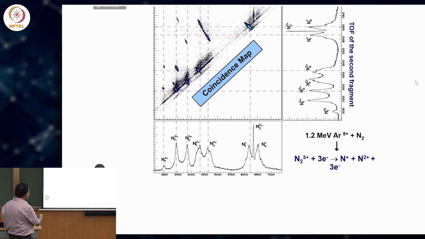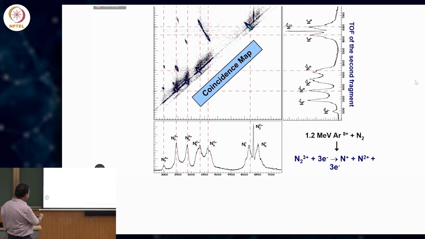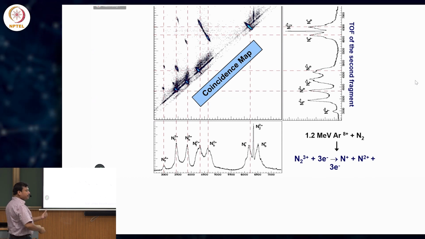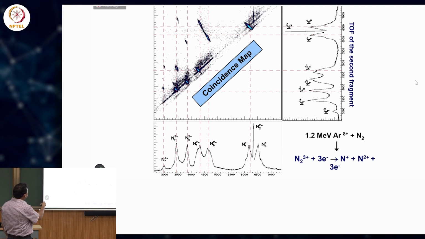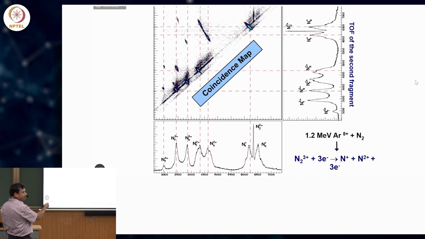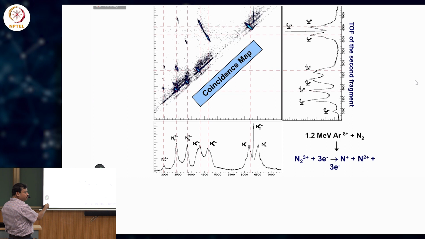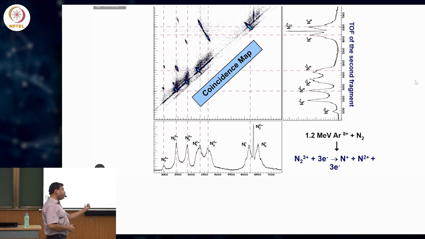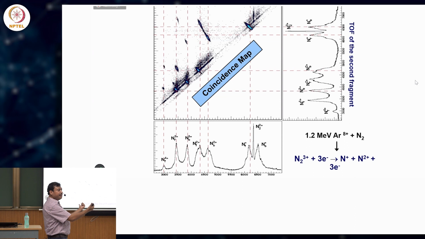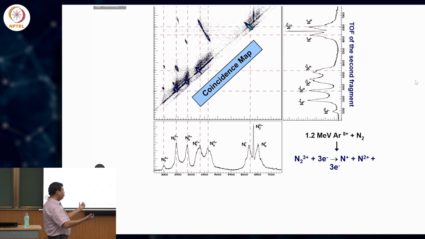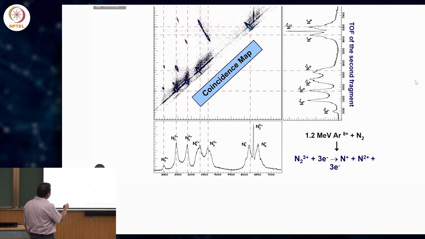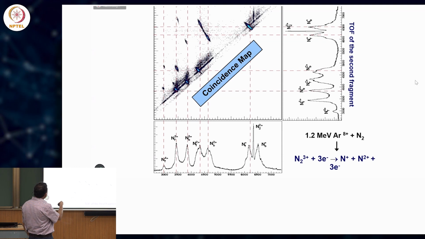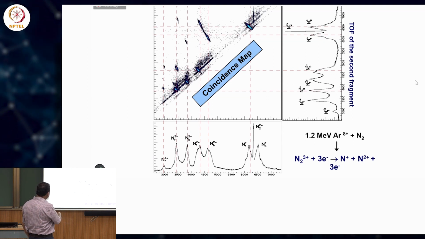Okay. And over here you see this coincidence map looks like that. So this is nitrogen 2 plus backward, where B is backward. Backward means going against the field. So nitrogen 2 plus backward is in coincidence with nitrogen plus forward, because there is only 2. So either nitrogen 2 plus backward will coincide with nitrogen plus forward, or nitrogen plus backward will coincide with nitrogen 2 plus forward.